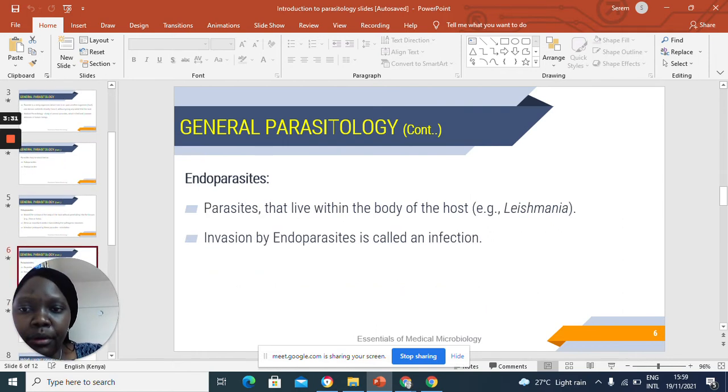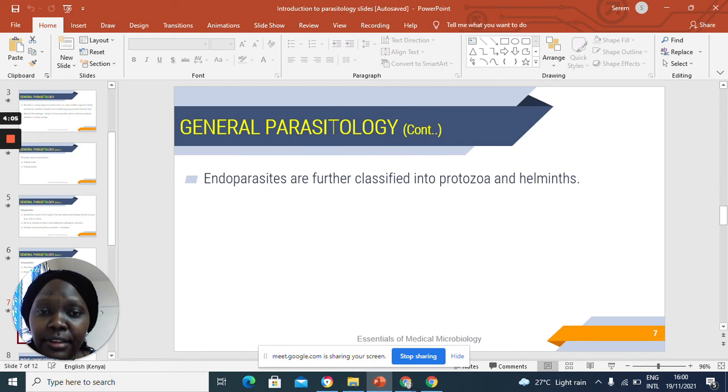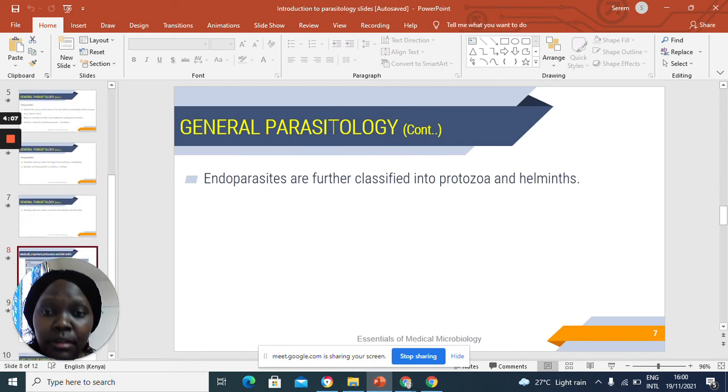And when we move on to endoparasites, these are parasites that live within the body of the host, and they invade the inner tissues of the host. For example, Leishmania donovani. We also have other parasites, maybe malaria parasites. All these live within the body of the host, and they infect the body from the inside. So invasion by endoparasites leads to an infection, and as we all know, when you have an infection, it leads to a disease. So endoparasites are further classified into protozoa and helminths.